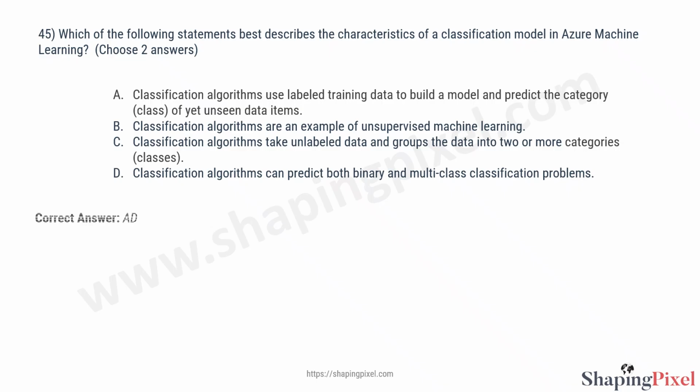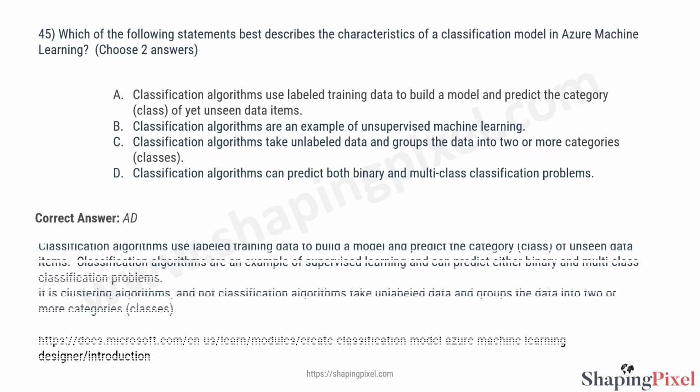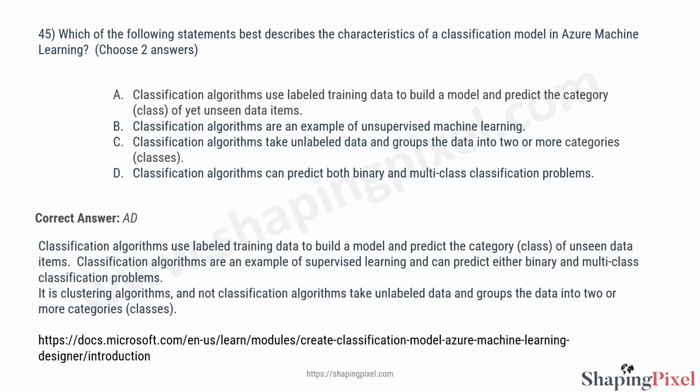So the right answer here is option A and option D. Classification algorithms use labeled training data to build a model and predict the category of unseen data items. Classification algorithms are an example of supervised learning and can predict either binary and multi-class classification problems. It is clustering algorithms, and not classification algorithms, that take unlabeled data and group the data into two or more categories.